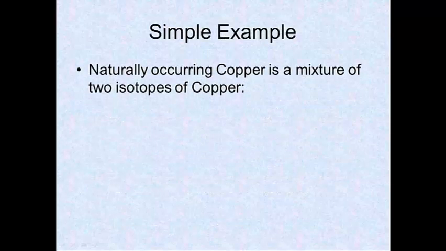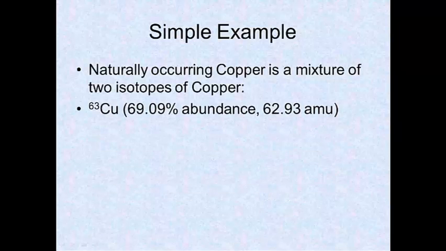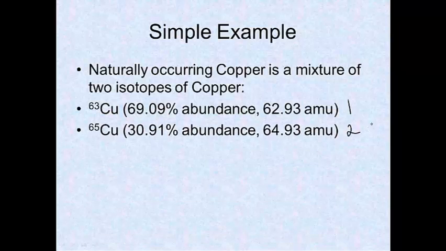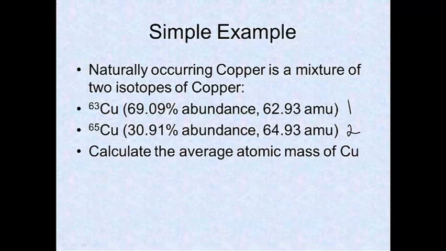Alright, we're going to do a very simple example. Naturally occurring copper is a mixture of two isotopes of copper. Isotope number 1 is the copper 63 isotope, and the element copper is 69.09% copper 63. Isotope number 2 is copper 65. The element copper is made up of 30.91% of copper 65. And what we're going to do is calculate the average atomic mass of the element copper.